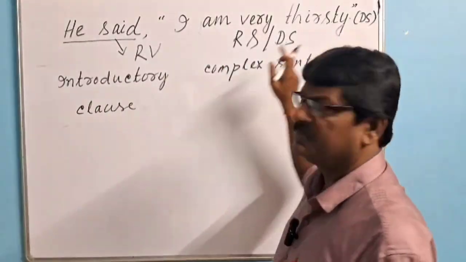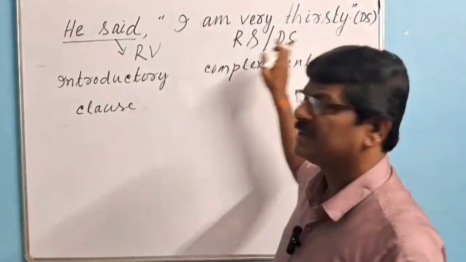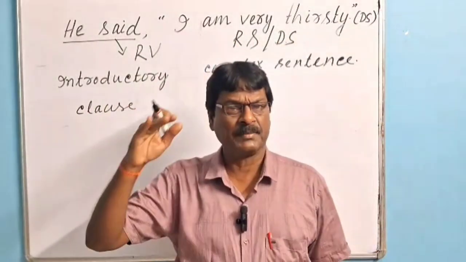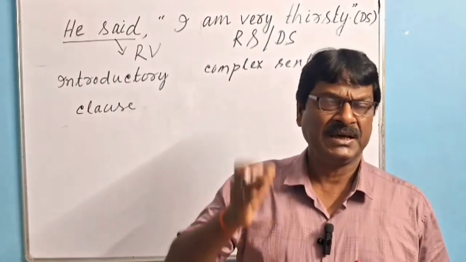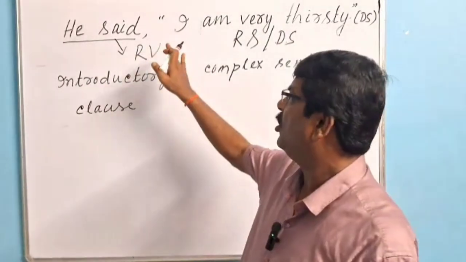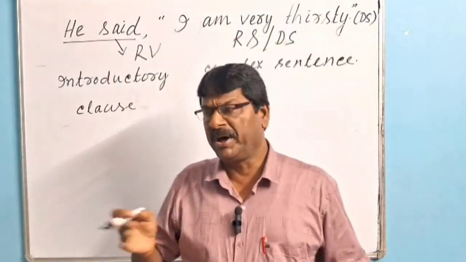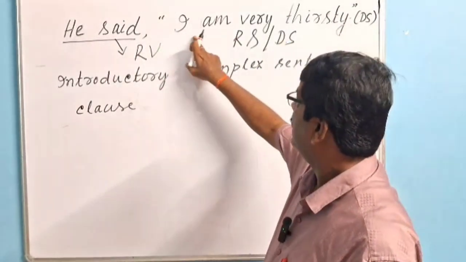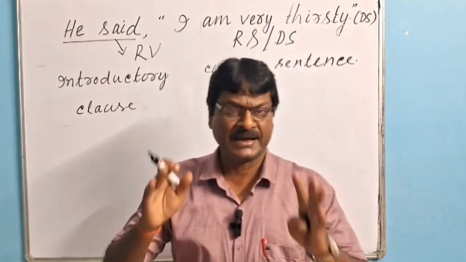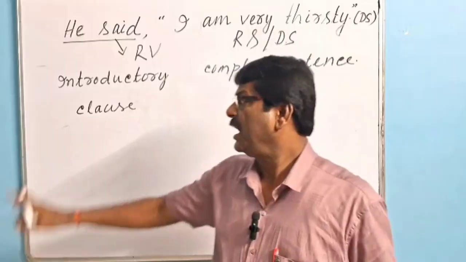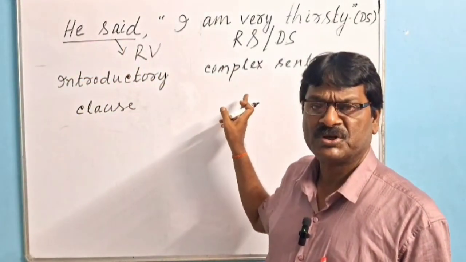This sentence should not be a complex sentence. It must be a simple sentence. Simple sentences are of four types: declarative sentence, interrogative sentence, imperative sentence, or exclamatory sentence. Now we shall discuss when the sentence within inverted comma is a declarative sentence, how we shall convert from direct speech to indirect speech.